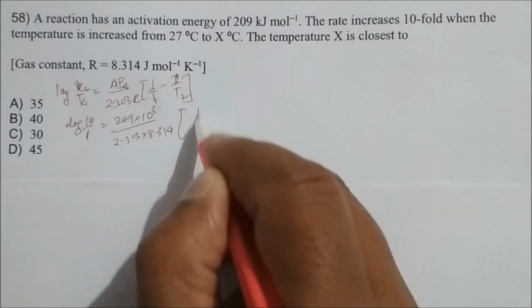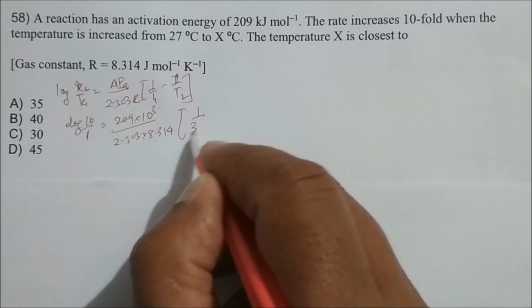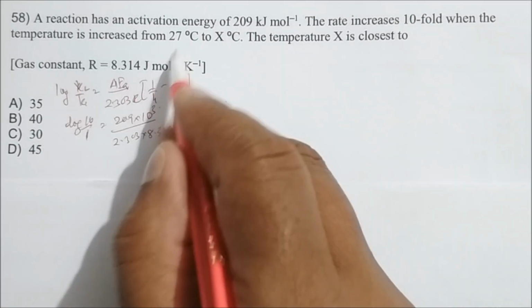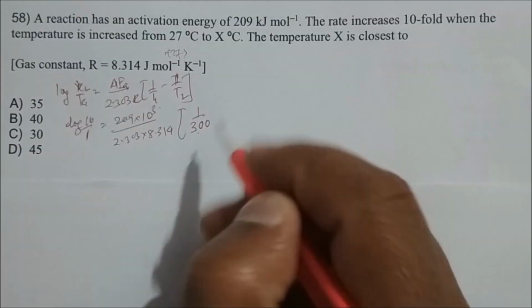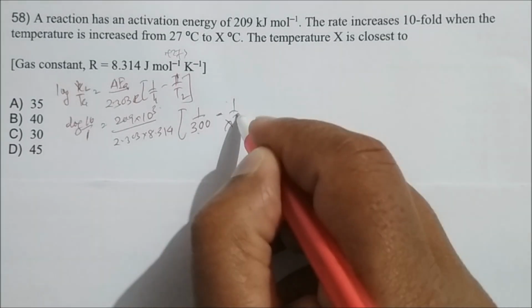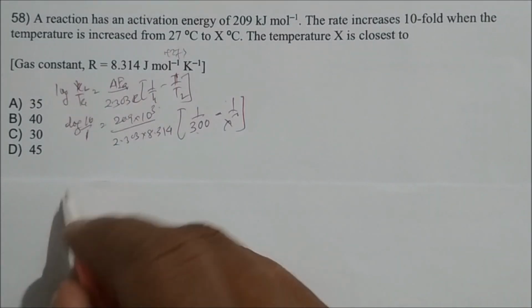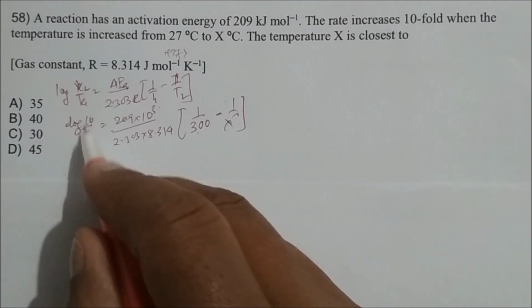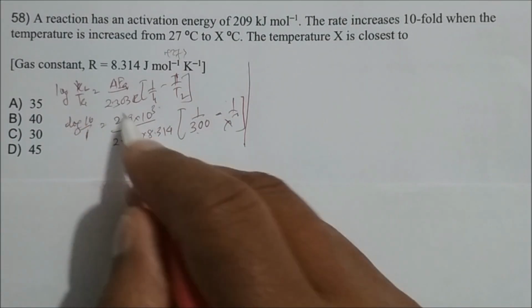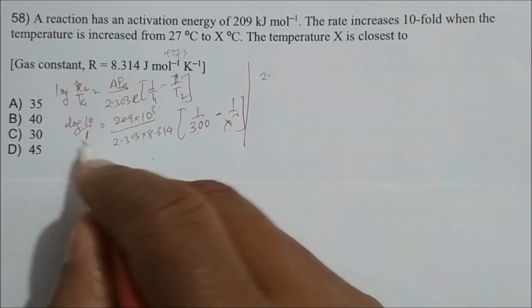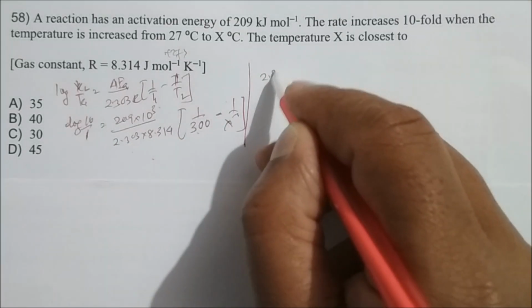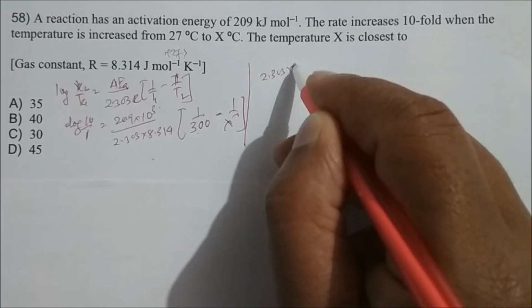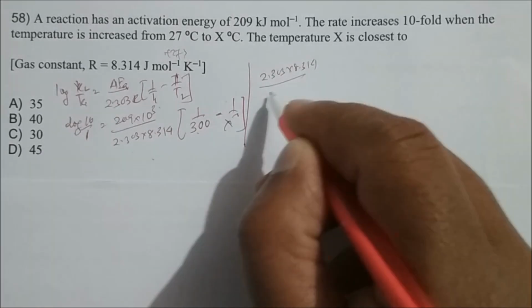and the temperature is given as 1 by 27, which is 273 plus 27, so you will get 300 Kelvin, minus 1 by X. Now we have to solve. So log 10 is 1, so we can cross multiply here. This side we get 1, meaning multiply this side by 2.303 into 8.314, and divide by 209.